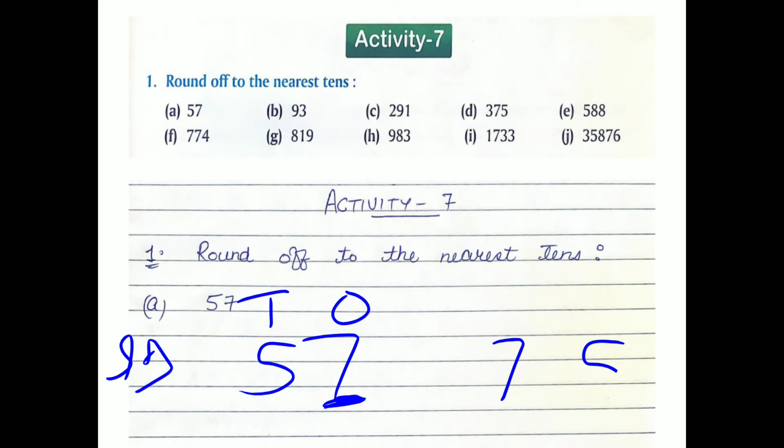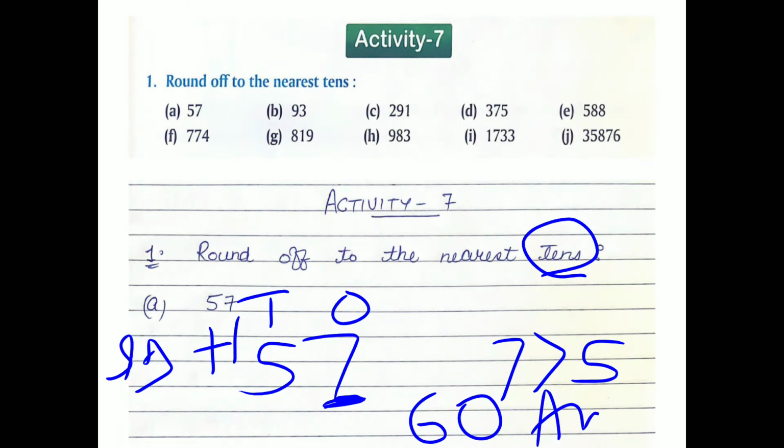So you compare 7 with 5. Your number is greater. When your number is greater, what do you have to do? You have to add 1 to the nearest tens. So it means you add 1 to the tens place number. So 5 plus 1 is 6 and the underlined digit becomes 0. So this is the answer. Clear?